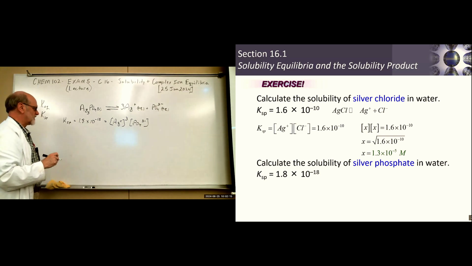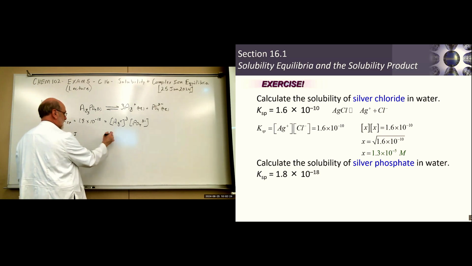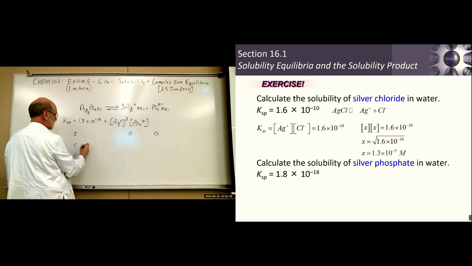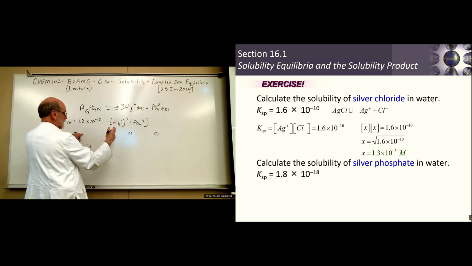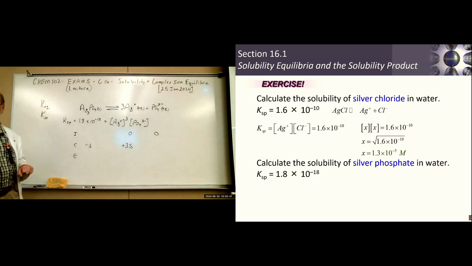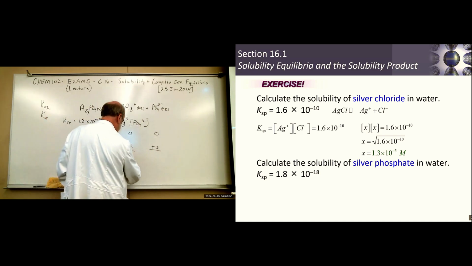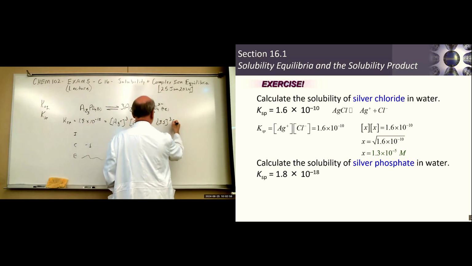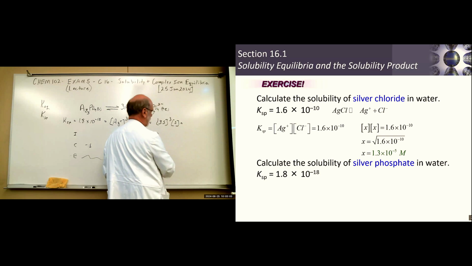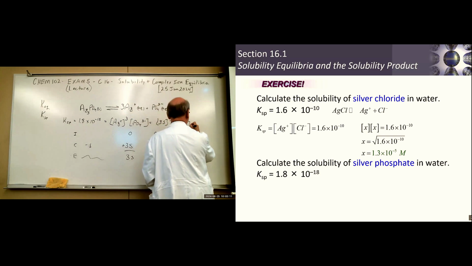So maybe we better write the ICE table for this one, because we really haven't established a pattern yet. All right, so if we start off with 0 here and we lose one of these, how many silvers are we going to get? Lose one of those, we get 3 silvers, right? We get 3 S's. And we still get just 1 phosphate. So we're only interested in 3S here and S there. So if we plug those in, 3S cubed times S is what? What's 3 cubed? 3 times 3 times 3. 27. And then S cubed times S, the first power, is S to the 4th power.